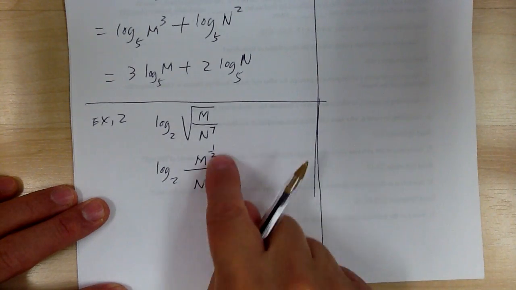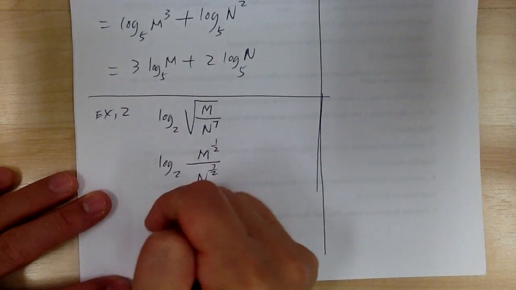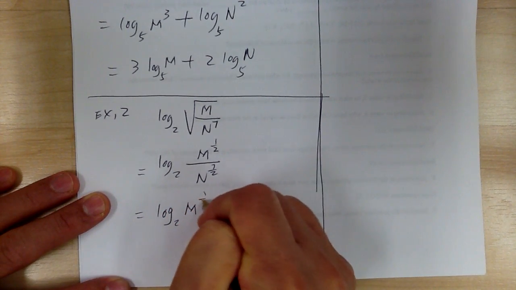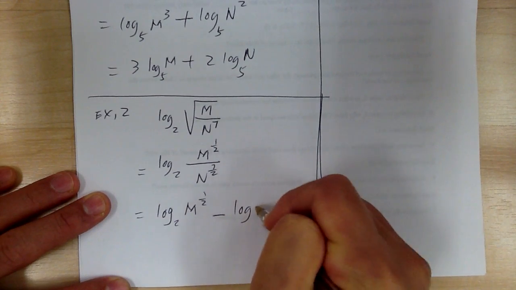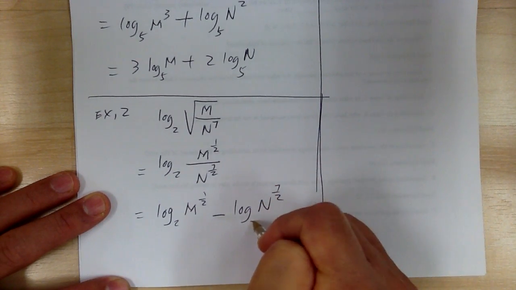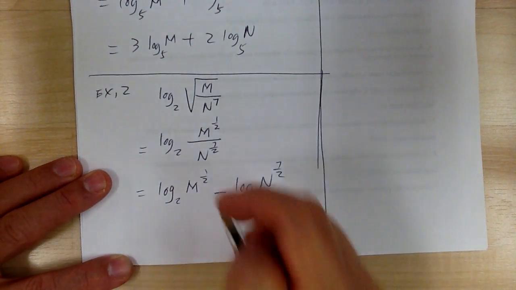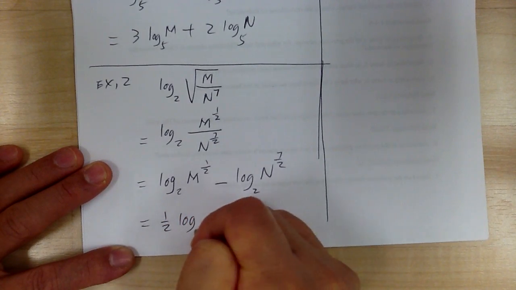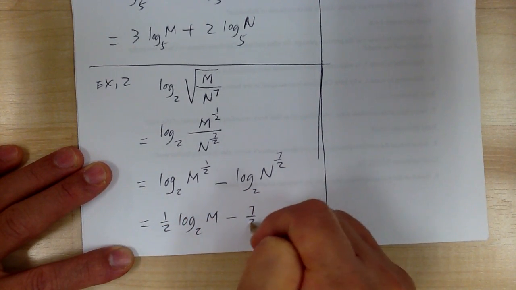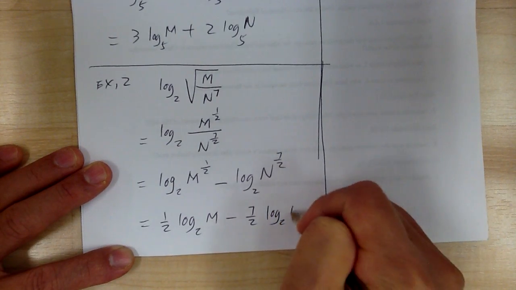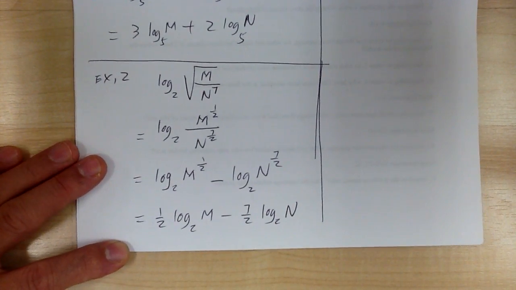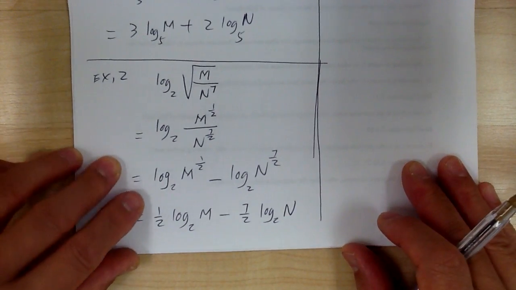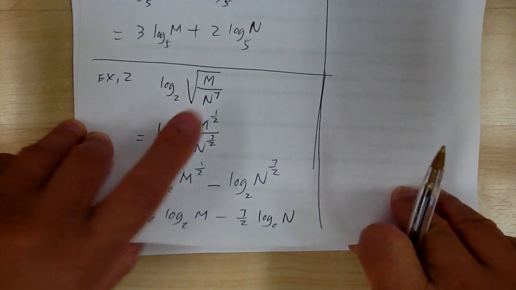Then after that, this is division, so I'm going to use the second law. So this would be equal to log of m to the 1/2 power minus log of n to the 7/2 power with the base 2. Then apply the third law to bring the exponent down to the front. That's it for example 2. So just apply the first law or second law, then apply the third law. Okay, let's go to example 3.